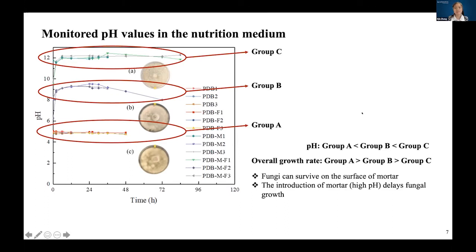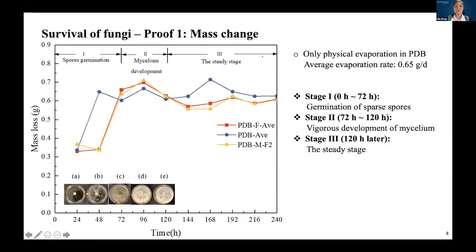So we make some assumptions here. Fungi can survive on the surface of Moda, and the introduction of Moda delays the fungi growth. Some of you may disagree with the first assumption because we didn't see obvious fungi growth in group C. Next, I will show the evidence of the survival of fungi in group C.